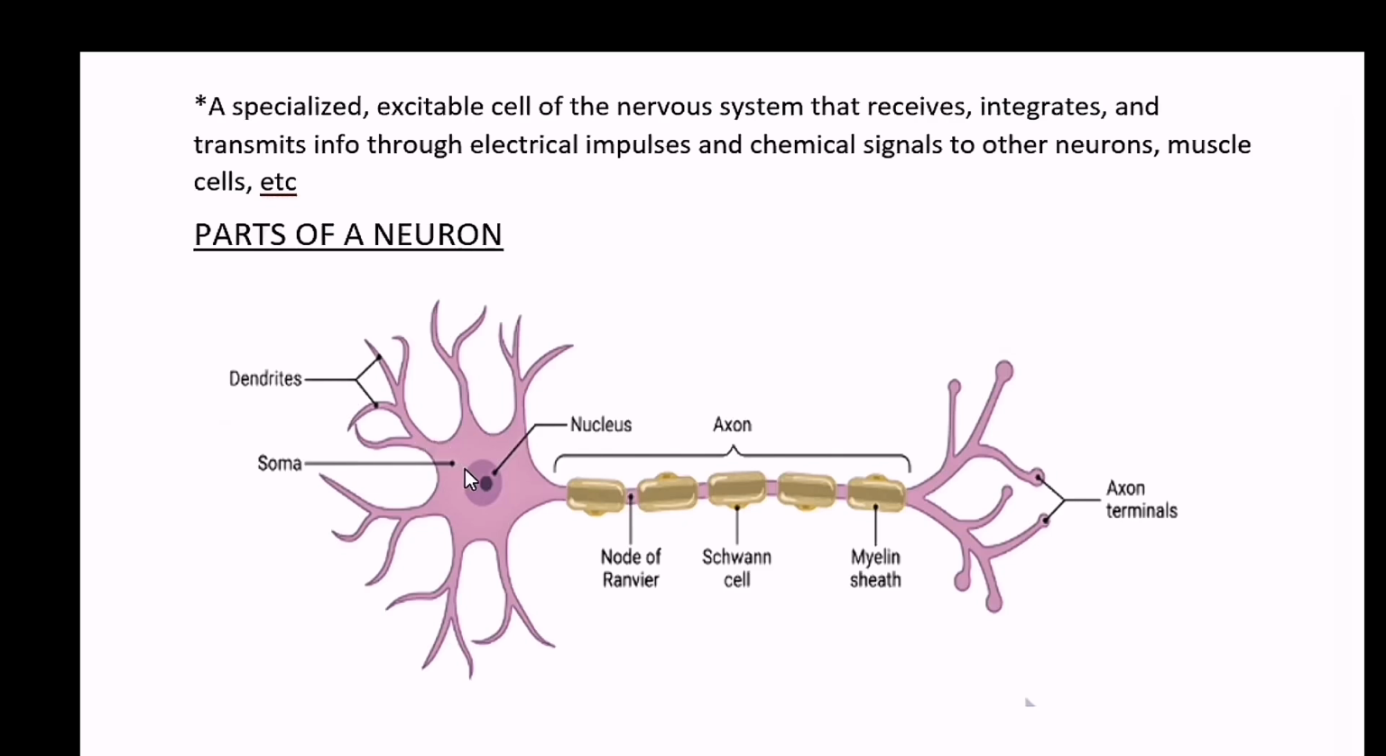We move on to the soma, or cell body, which I'm highlighting here. We can define the cell body as the metabolic and integrative center of the neuron. Its contents include the nucleus, mitochondria, and Nissl bodies, which synthesize proteins.